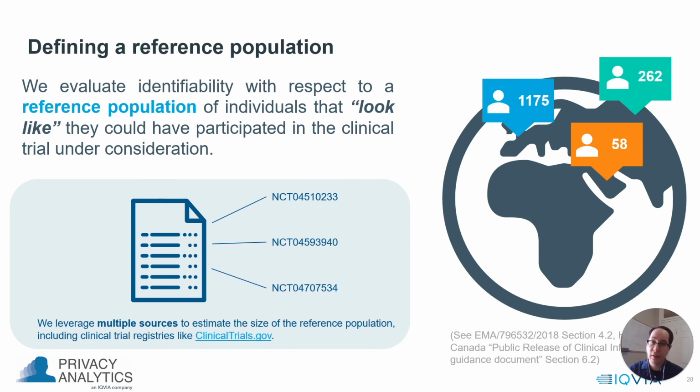Now, in defining this quantity, we have to make some informed assumptions about the knowledge of an attacker. For example, would an attacker know precisely the clinical trial that a participant took part in, or would there be a range of possible choices? And these assumptions inform the size of the reference population that we wind up with.